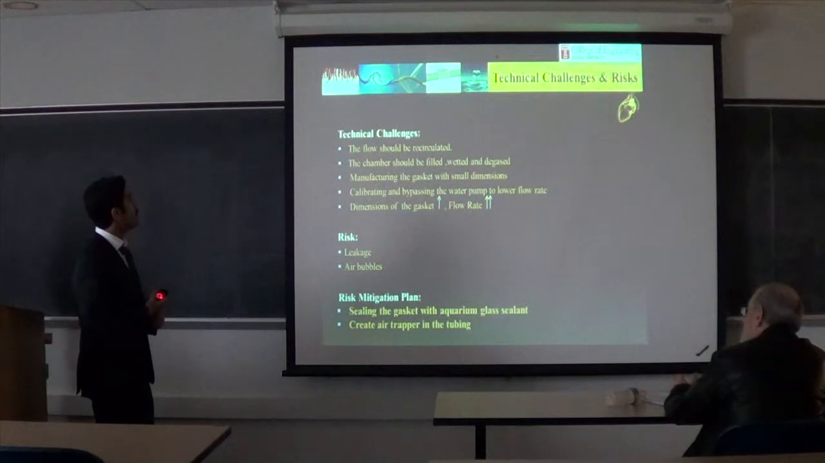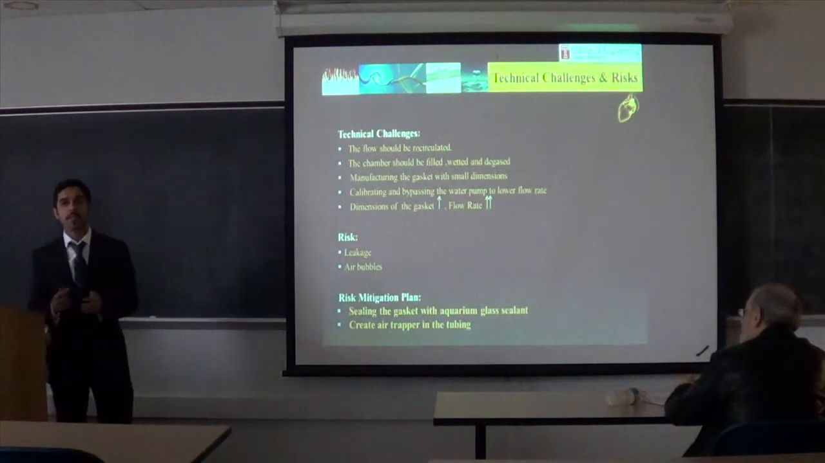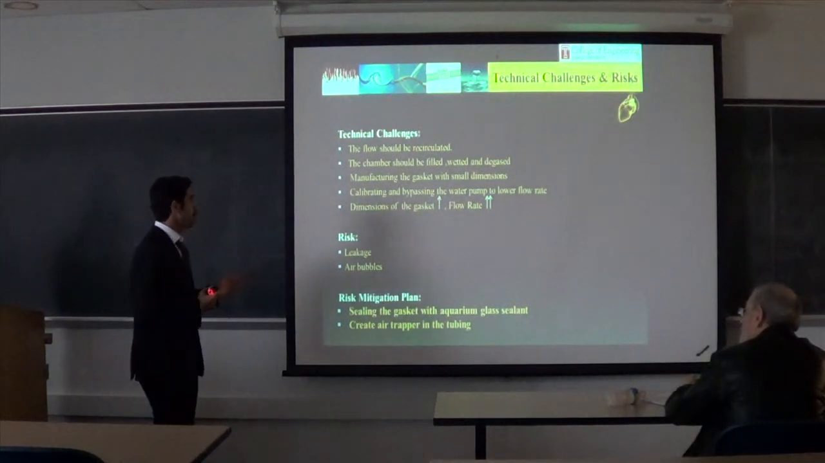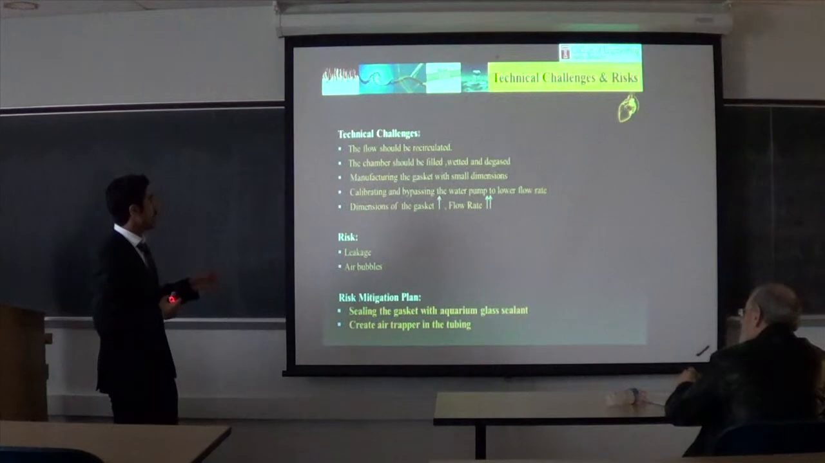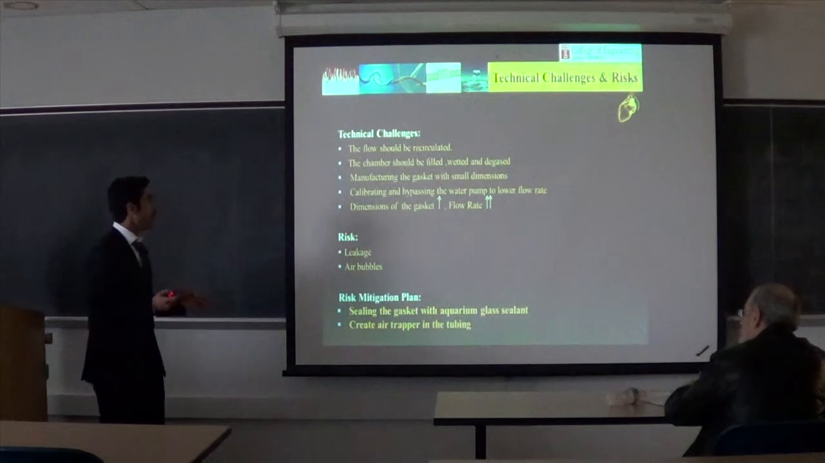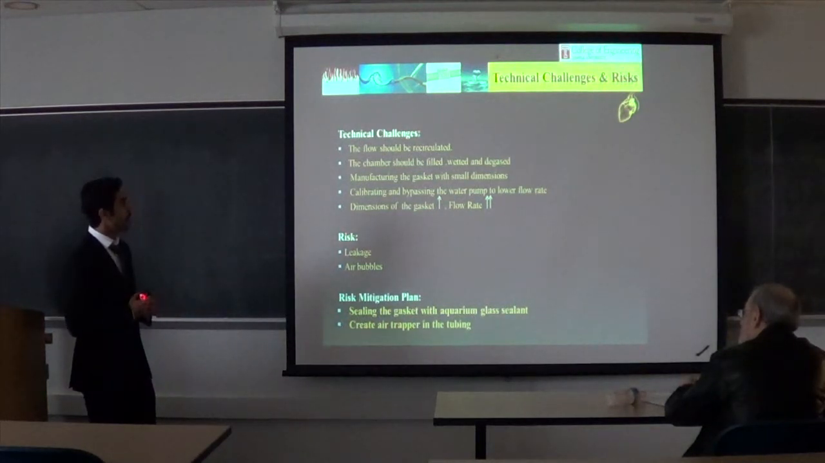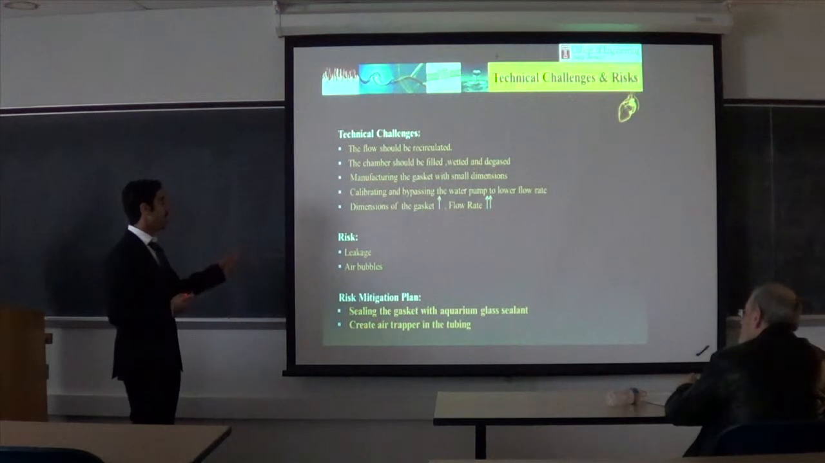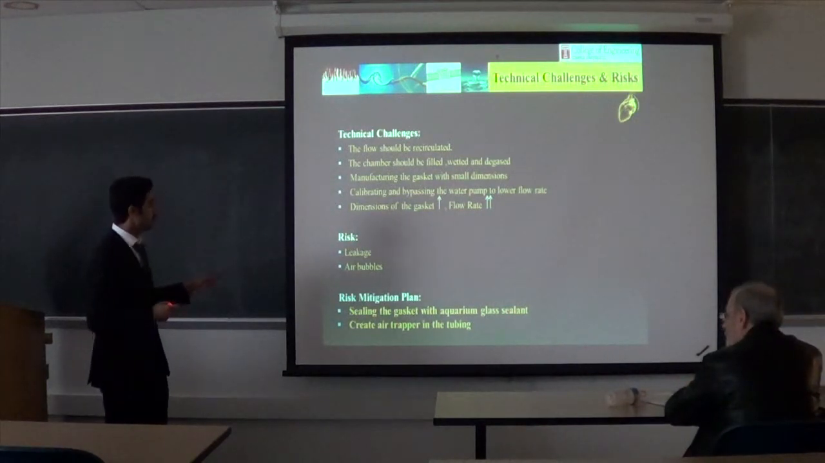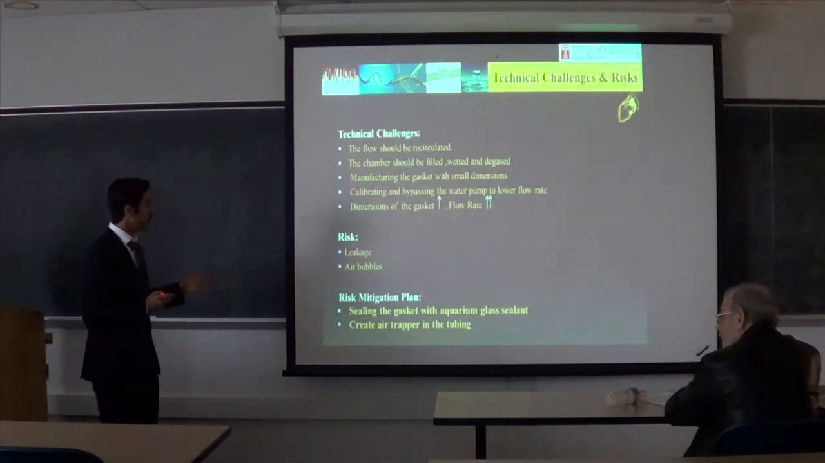During the different steps of building our prototype, we faced a couple of technical challenges. To avoid having air bubbles in our prototype, the chamber has to be filled, wetted, and degassed. Since we are dealing with blood, which is a very expensive solution, the dimensions of the gasket should be very small to reduce the flow rate and the cost of every test. We also have a risk of leakage, so we had to find a good material to seal the different parts of our device together.